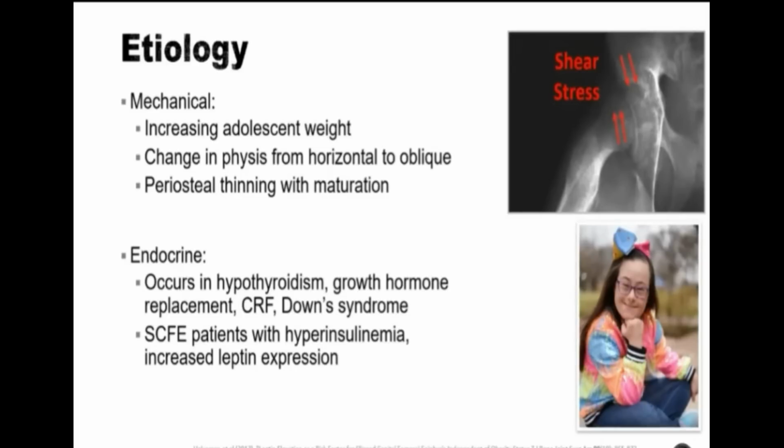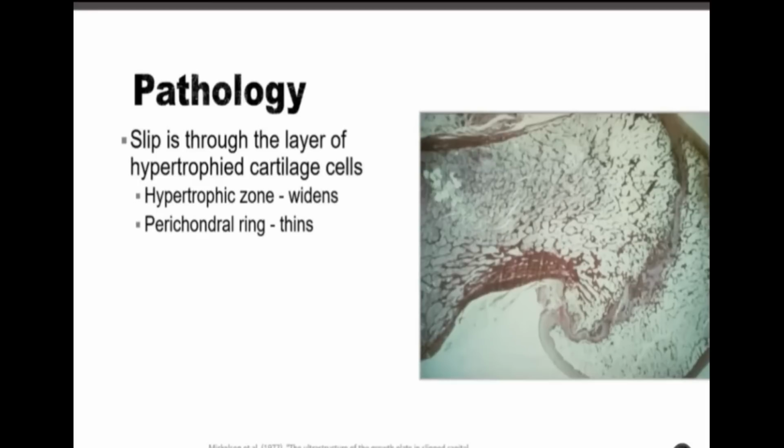Things like hypothyroidism is very common. You'll see that in your test. It's a common pimping question. What endocrinopathy can cause this? Hypothyroidism. Growth hormone replacement can cause it. We see it a little bit higher prevalence in kids with Down syndrome and other metabolic disorders as well. So it's important to kind of know some of these reasons why they happen and to think about it when you see some patients. There are different layers of the growth plate.